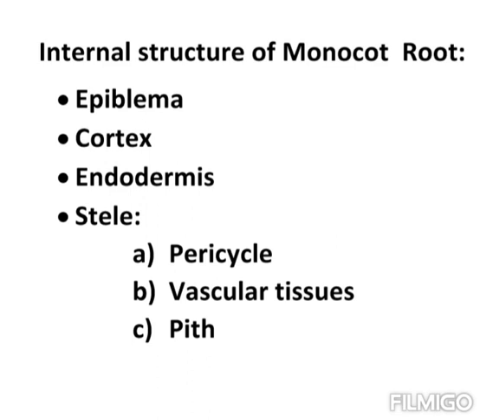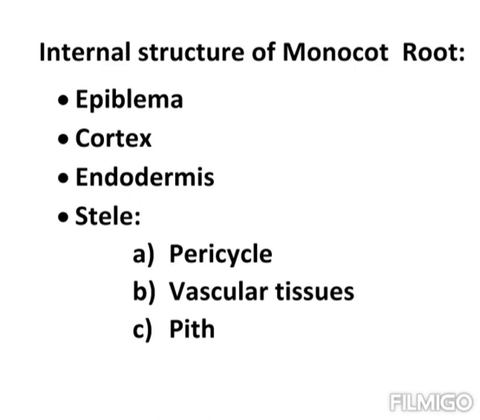The conjunctive tissue is made up of sclerenchyma. What is conjunctive tissue? In between the xylem and phloem, a layer of cells is present. That is conjunctive tissue, and it is made up of sclerenchyma.